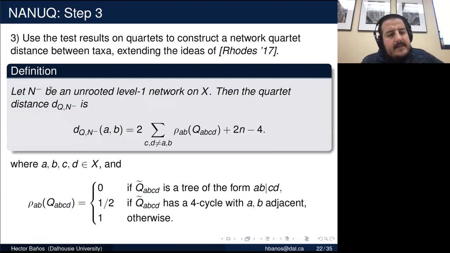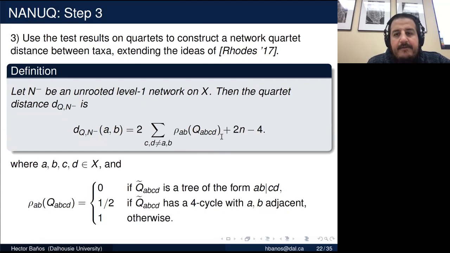And I'm going to explain the distance, but more or less it's based on this function where you have these 2 species. And that will be 2 times the sum of a function phi that depends on your 2 species of a quartet, and you sum over all quartets displaying A and B, plus 2 times n. N is the number of taxa minus 4.